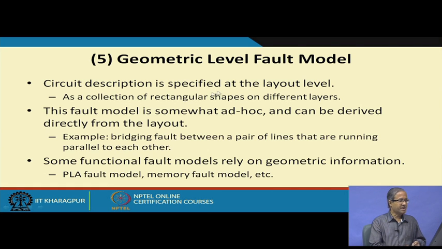So, this is one problem. The geometric level fault model, we are not going to detail. Here we are looking at the circuit description at the layout level. So, we regard the layout level as a collection of rectangular shapes. We have some information on the layout, so we also know which of the lines are more likely to have bridging faults.